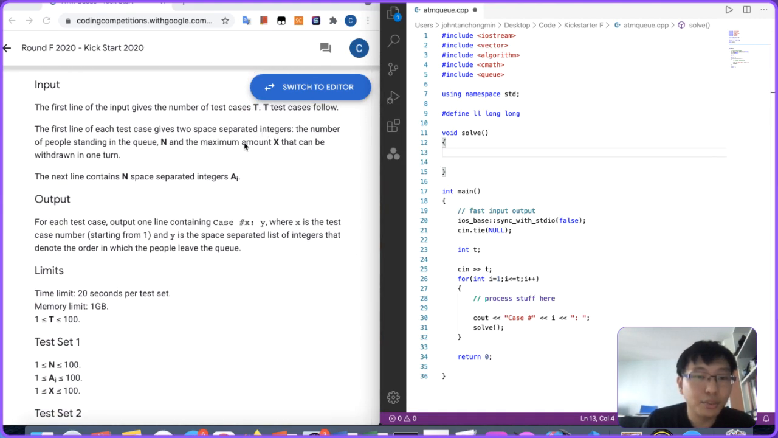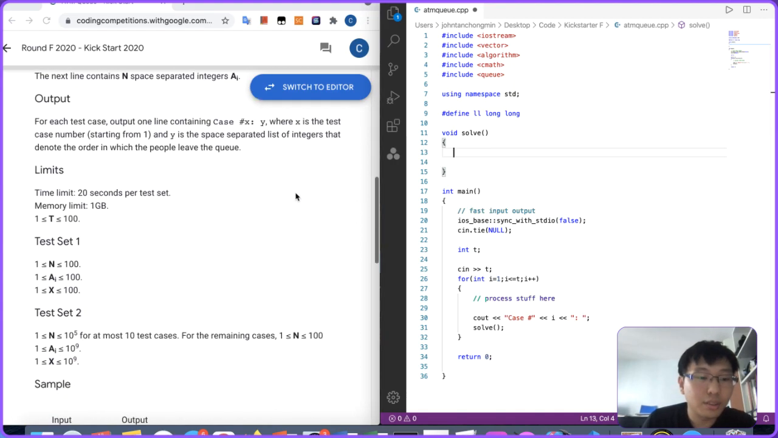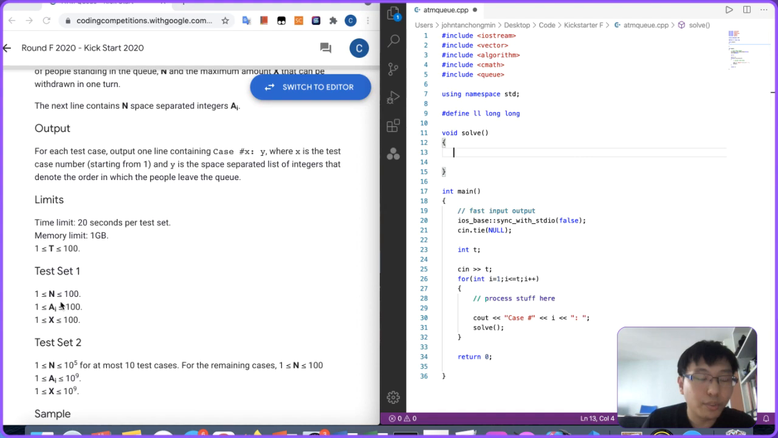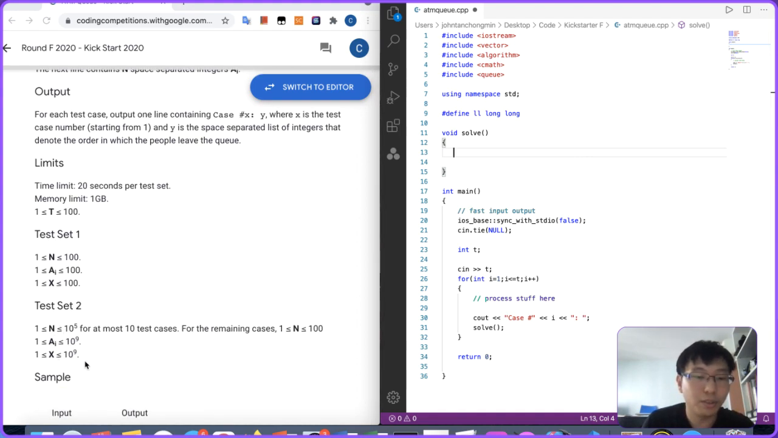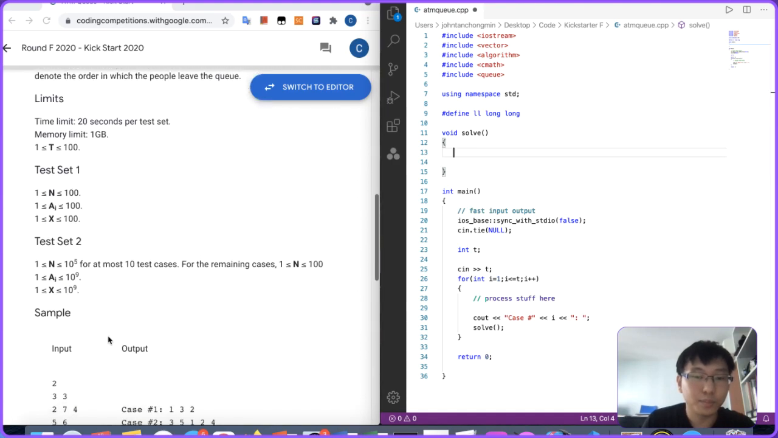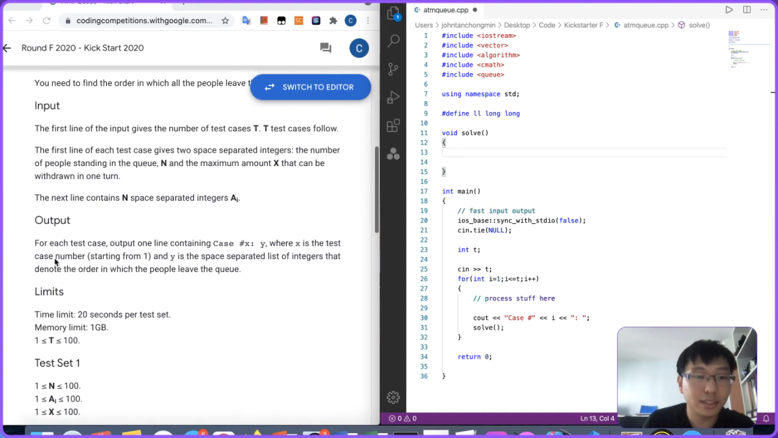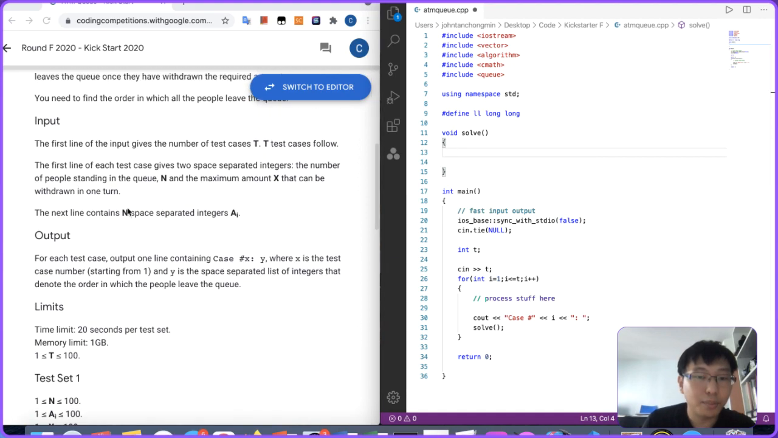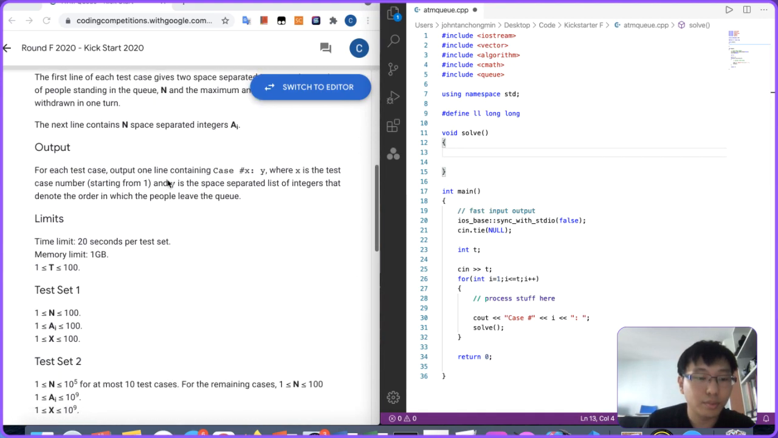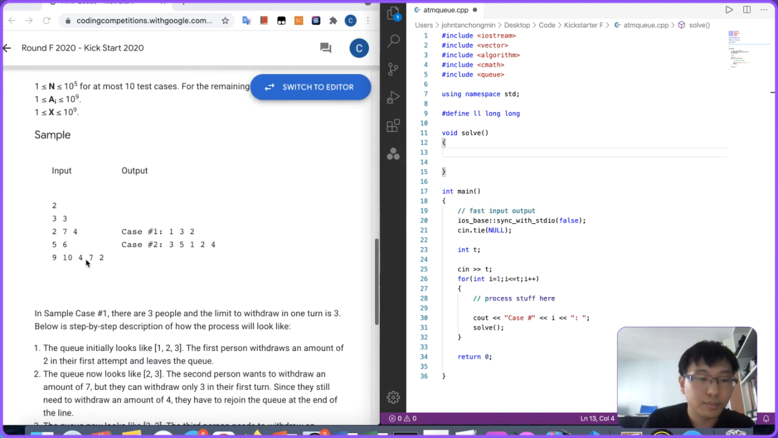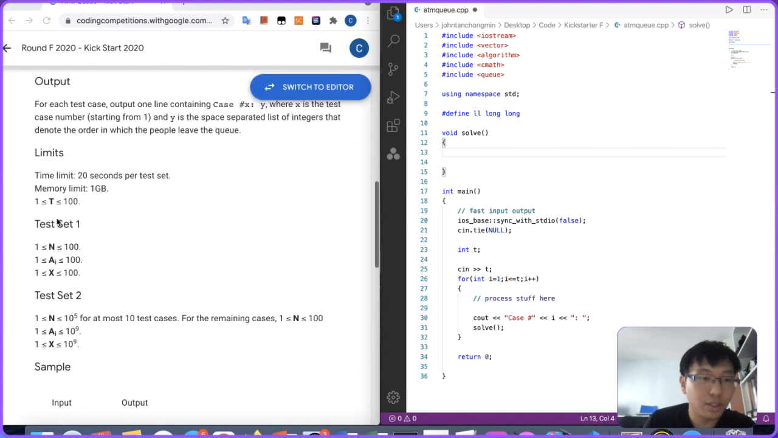The first line gives two space separated integers. Okay, so we have n, Ai, and x. Oh, it goes up to 10 to the power of 9. Hmm, okay. And what's n? N is the number of people in the queue. So over here, 2, 3, 3. Okay, so let's see.